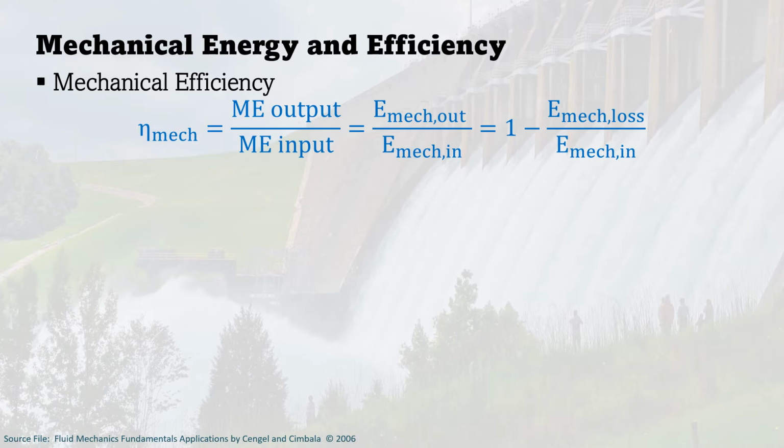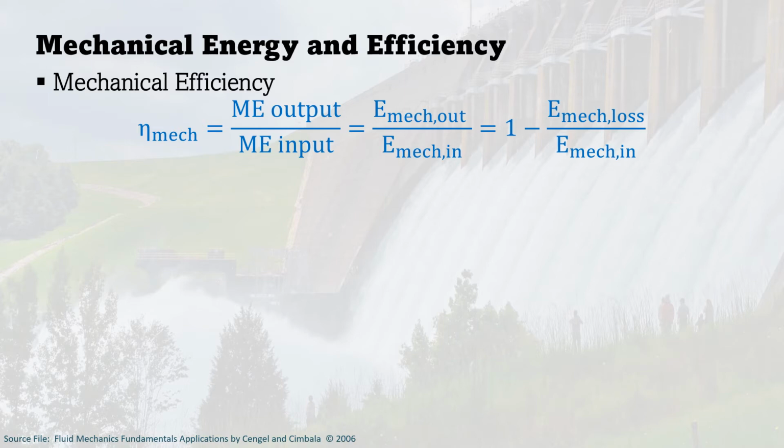A pump or a fan receives shaft work, usually from an electric motor, and transfers it to the fluid as mechanical energy, less the frictional losses, of course. A turbine, on the other hand, converts the mechanical energy of a fluid to shaft work. In the absence of any irreversibility such as friction, mechanical energy can be converted entirely from one mechanical form to another. And the mechanical efficiency of a device or a process can be defined in this equation. It is defined as the mechanical energy output divided by the mechanical energy input.